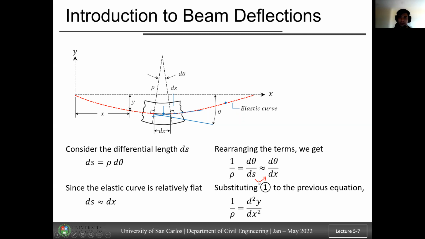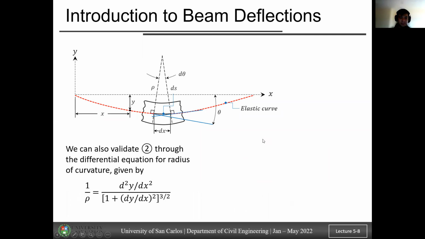Okay, so substituting to the first equation, that d theta over dx is equal to the second derivative of y with respect to x. So we now have 1 over rho is equal to the second derivative of y with respect to x. Okay, so you can also validate your equation using the differential equation for radius of curvature. So I think you are pretty familiar with this equation. So try to look this one up online or try to look in your notes. So radius of curvature. I think you have this topic in your differential equations.